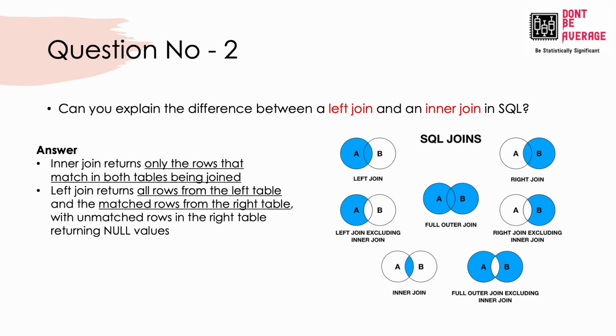But in case of a left join, it returns all rows from the left table and the matched rows from the right table. So it will have all the entries which are present in the left table, and it will have the entries which are matching with the right table, but it will not have any records which are present in only the right table and not in left table.